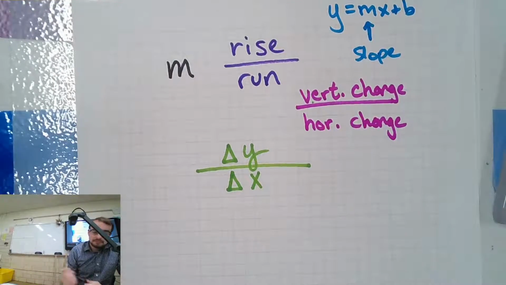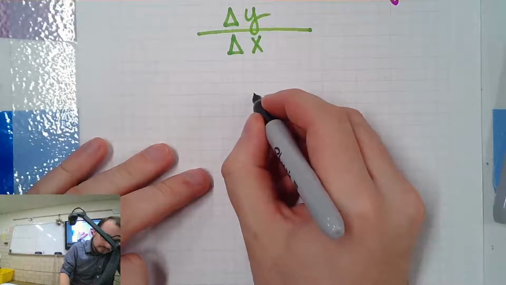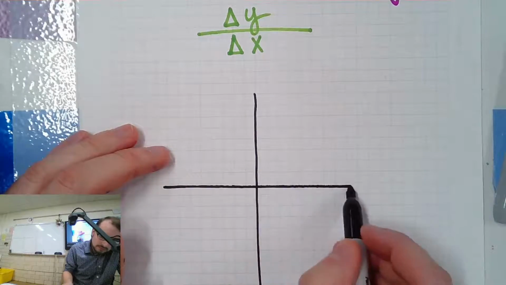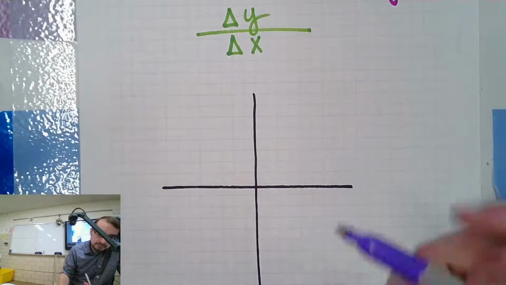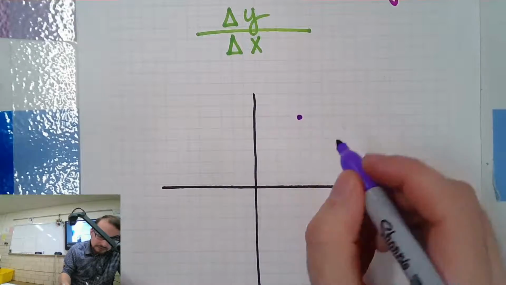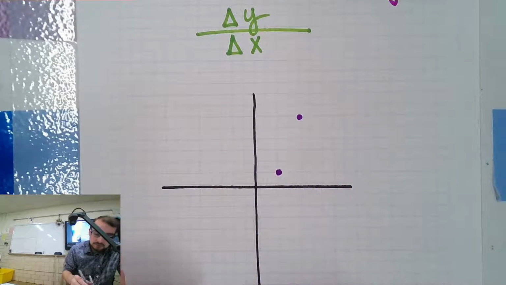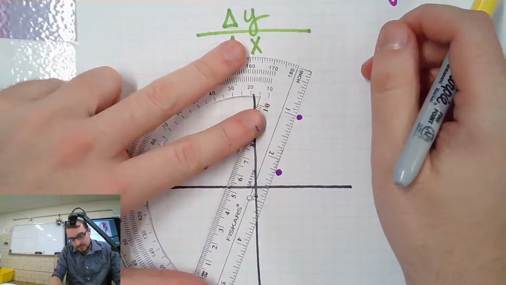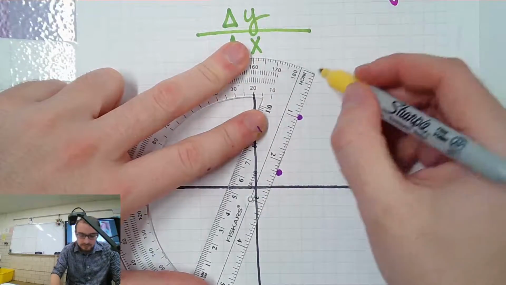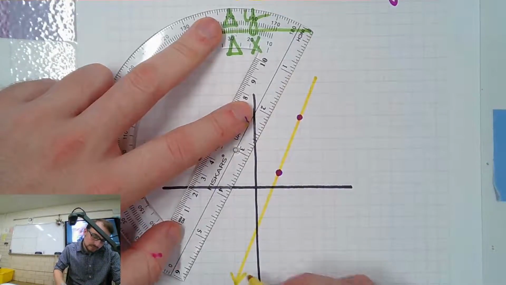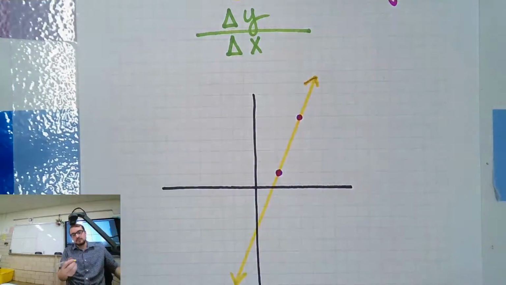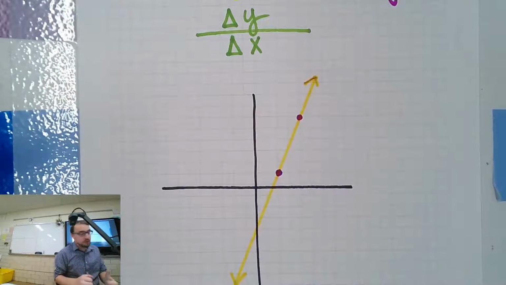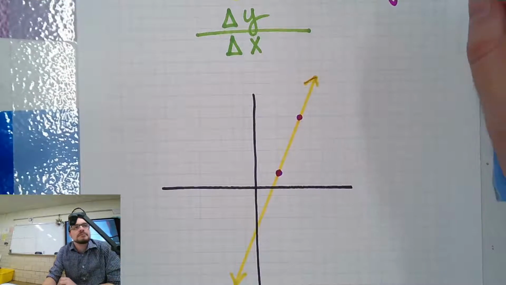If I give you a line, like this, and I give you 2 points, Skylar, join us back up here. It's all good. Here's our line. There are the 2 points. How do I find the slope of that line? How would you go about it?